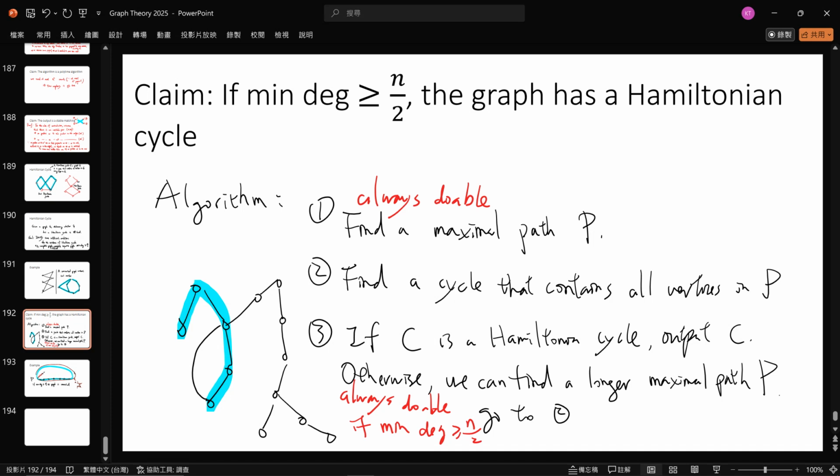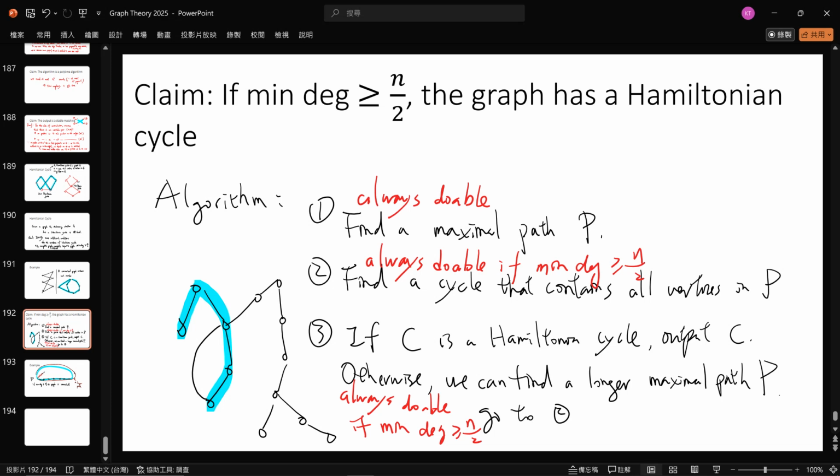So how about the second step? Can you always find a cycle that contains all the vertices on this maximal path P? I'm going to argue that this is also doable if the minimum degree is at least n/2. Okay?